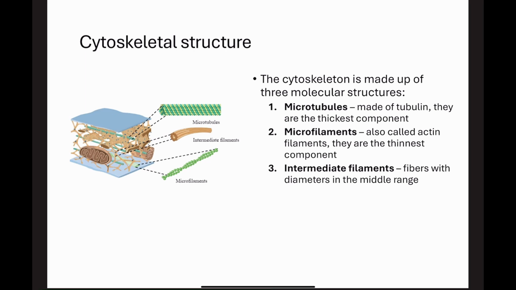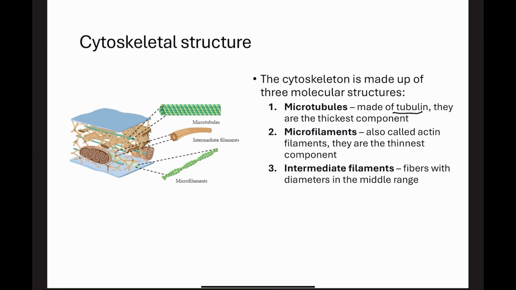and every single filament has a distinct function and structural characteristic, right? So our microtubules are composed of tubulin. They are the thickest component of the cytoskeleton, and they provide structural support. They help in cell division, and they serve as tracks for organelle movement. And our microtubules are also going to form structures like cilia and flagella, which are important for cell motility.